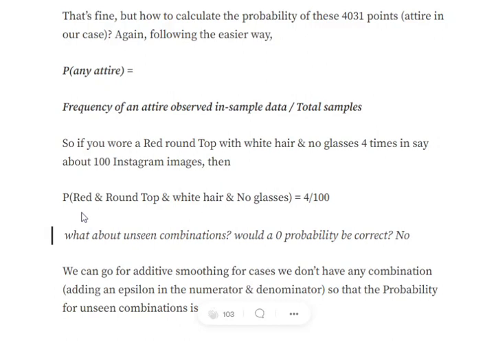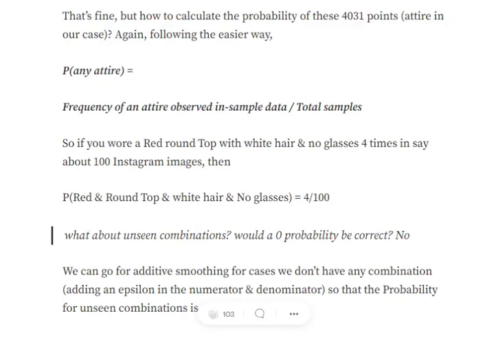Now there is a big limitation in calculating probability this way. Usually we calculate probability like this: frequency upon the total number of samples we have. So we have 100 samples. Assume that you have 100 images right now, and out of those 100 images, you wore this particular combination 4 times. Now for unseen combinations, this will give you a probability of 0.